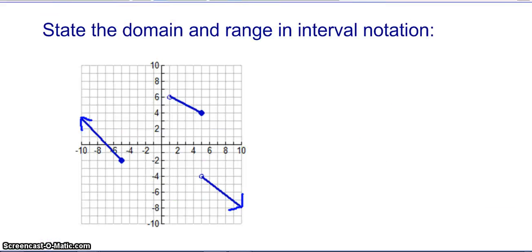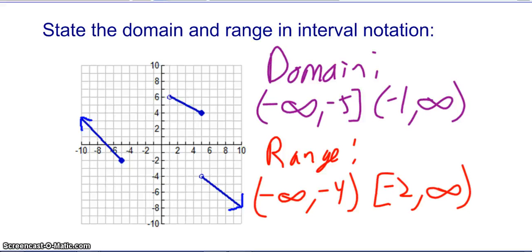Alright, next one. So here, take a minute, look at this graph, figure out the domain and the range, pause the video, write down your answer, and then unpause it when you're ready to check. Okay, so hopefully you got the domain as negative infinity to negative 5, including negative 5, and negative 1 to infinity, not including the negative 1.